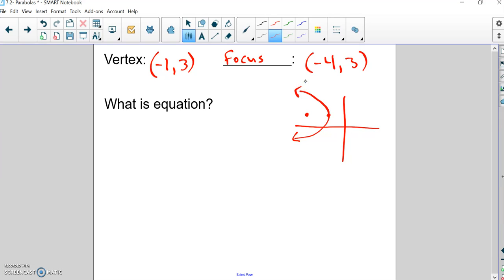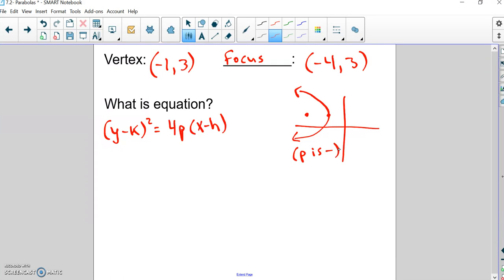Okay, now that means, because it opens to the left, that we're going to have an equation of (y - k)^2 = 4p(x - h), because anytime it's a y squared, it either has to open to the left or to the right. Okay, now because this one opens to the left, as we learned earlier, I'm going to make a note here, p is negative. So whenever I figure out my p value, I need to make sure I make it negative because it opens to the left.